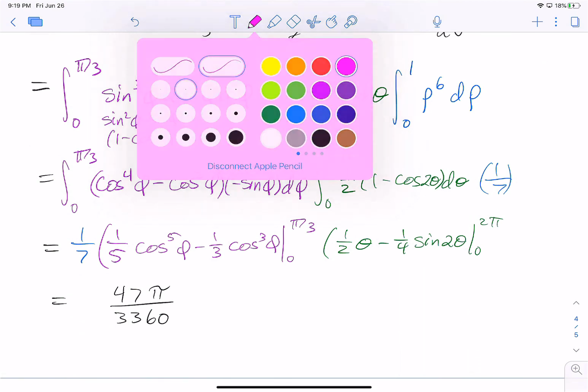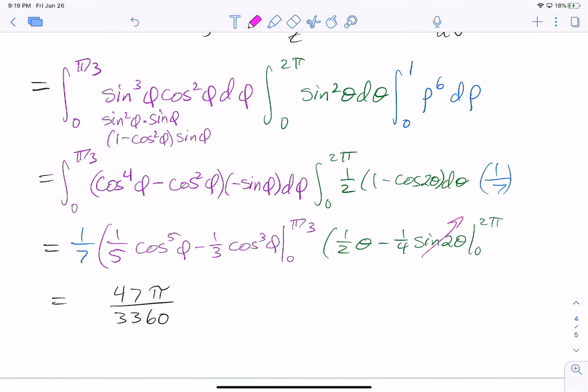Putting in either 2 pi or 0 in place of theta for the sine of 2 theta is going to zero out that term. As for the rest of it, grab a calculator. Remember, the cosine of pi over 3 is 1/2, so you got a bunch of 1/2s running around. Final answer here, folks, I get 47 pi over 3,360.